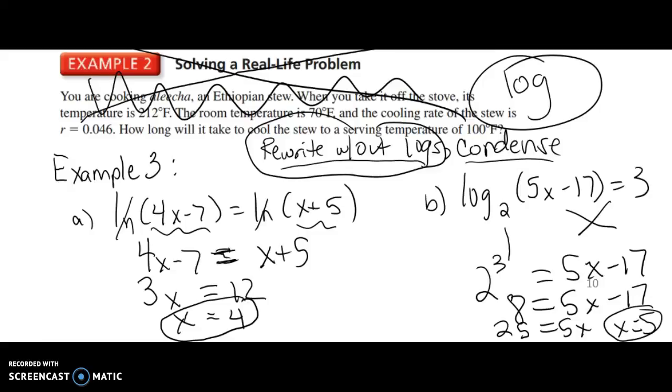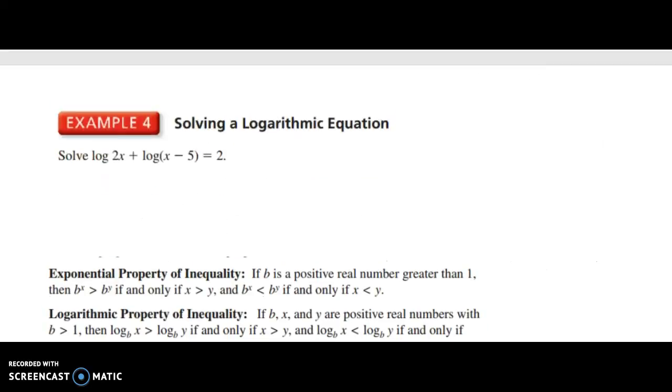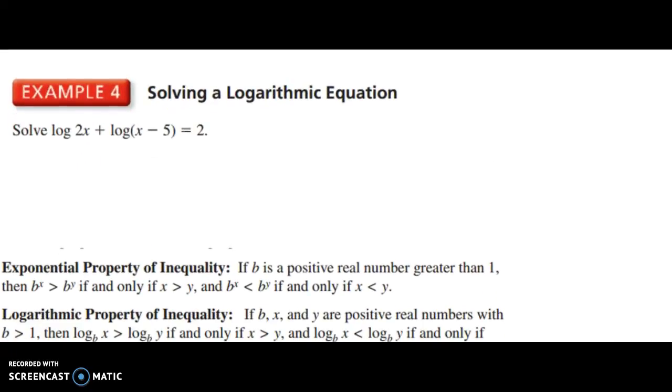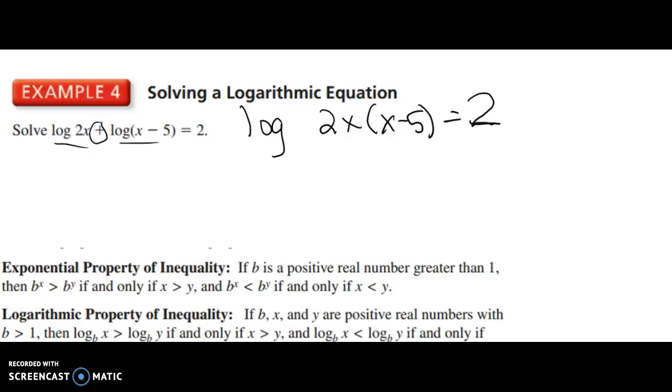Now let's look at example 4. In example 4, here's an example where I have logs, but there are 2 of them. So you want to use the idea of condensing. I have an addition in the middle, so that means the two things were originally multiplied to each other. 2x was multiplied to the x minus 5. So I've condensed. Now that I've condensed, I can rewrite this without log.